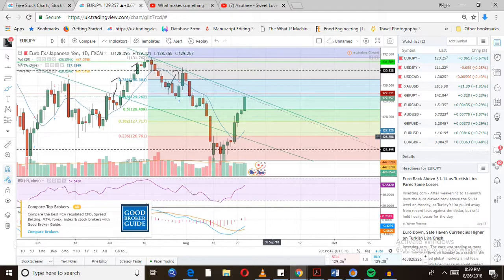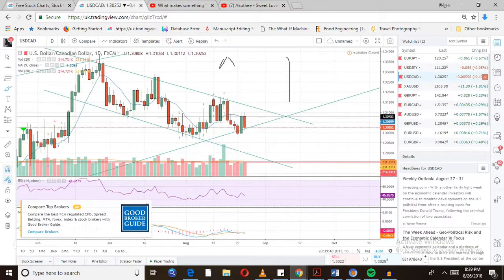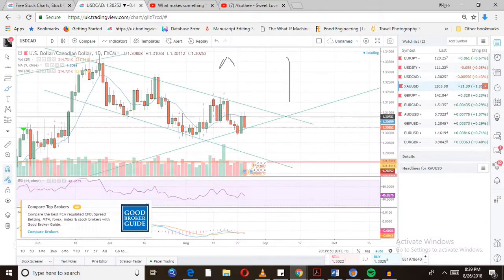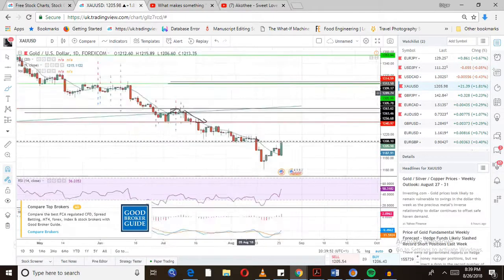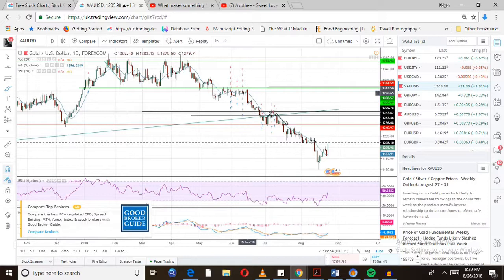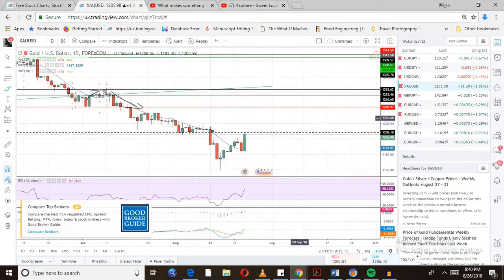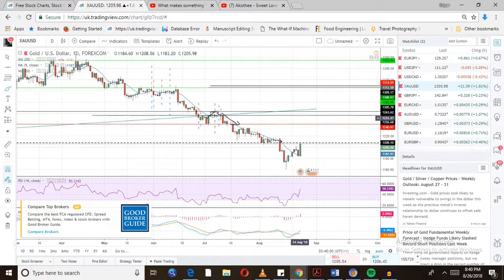Let's move to the fourth pair. Now the fourth pair is USD. Oh no, now this is not a fourth pair, but this is gold. Gold, such a good commodity trade, because I already said many times, because of its negative correlation to the US dollar index. Now US dollar index, I said earlier, is gonna drop, keep on dropping. Now that's an appreciation for gold.